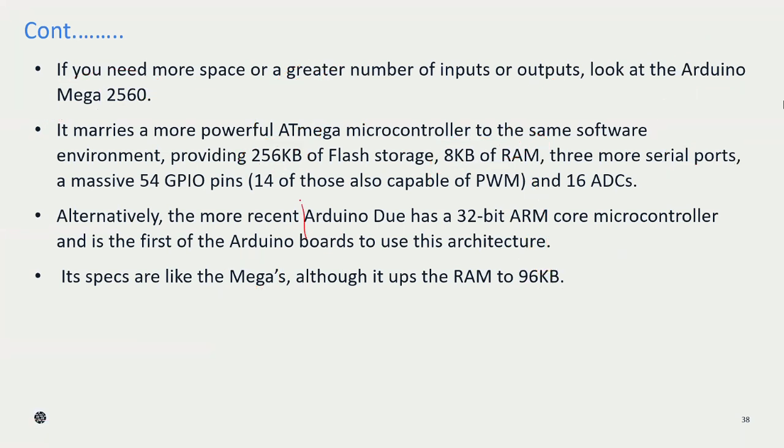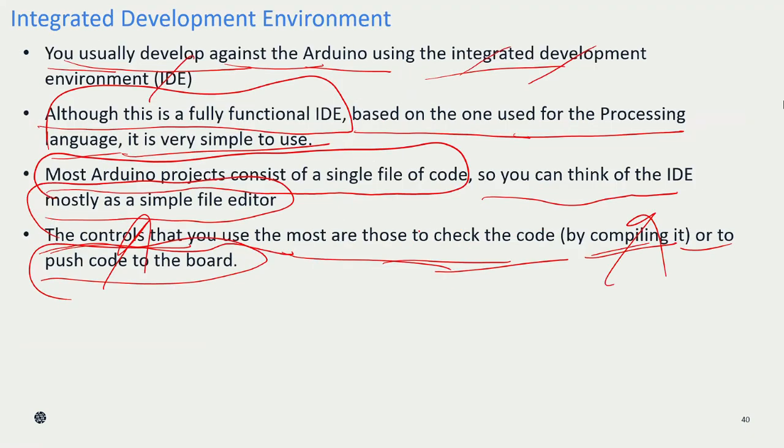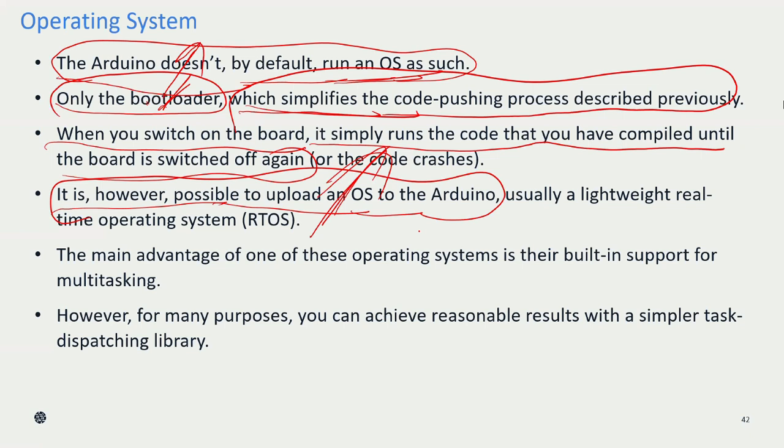The recent one is the Arduino Due, which has a 32-bit ARM core microcontroller. Also remember, the latest Arduino board is the first to use this architecture. Previous versions don't have this architecture, but this version does. So here they might have used an inbuilt OS. So an OS can be built inside the Arduino also.